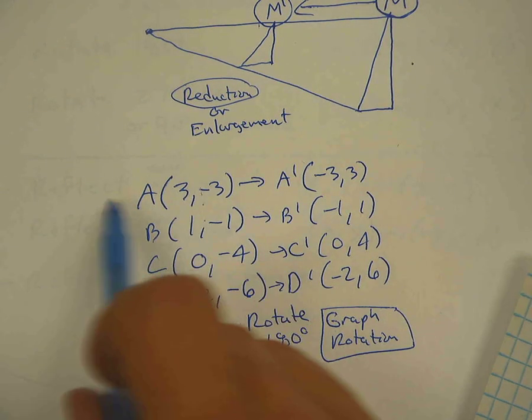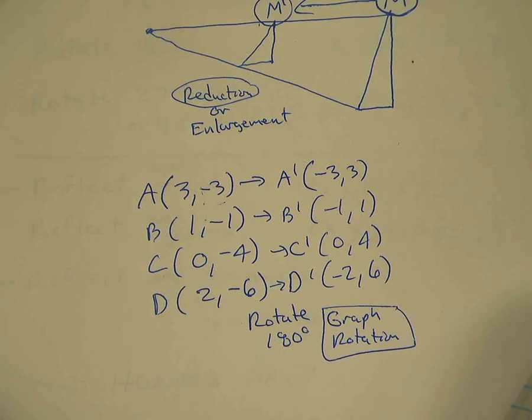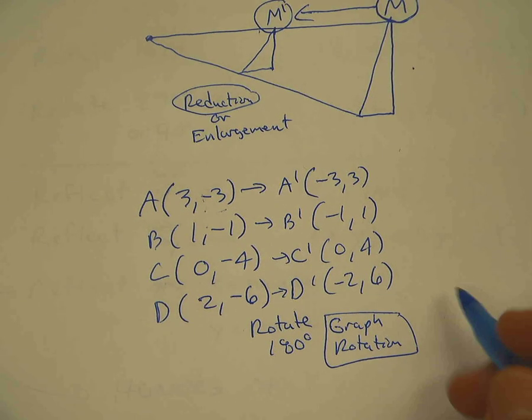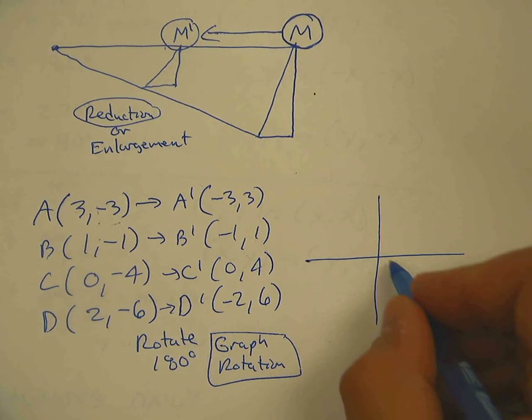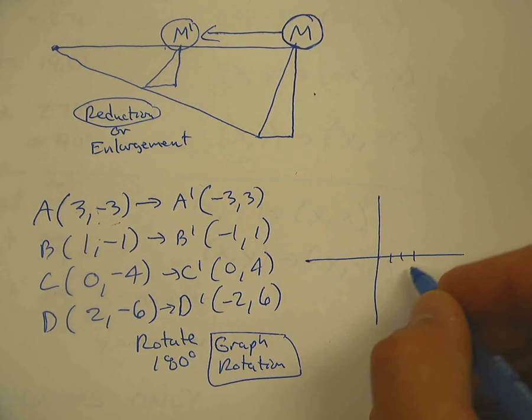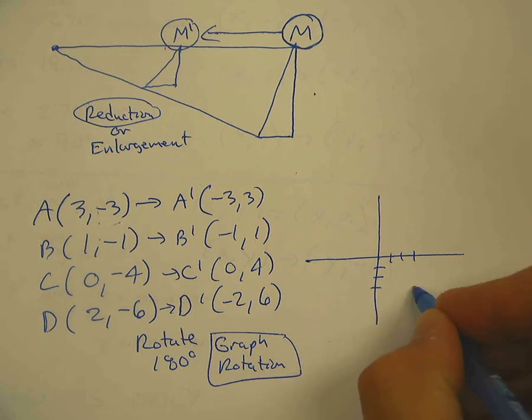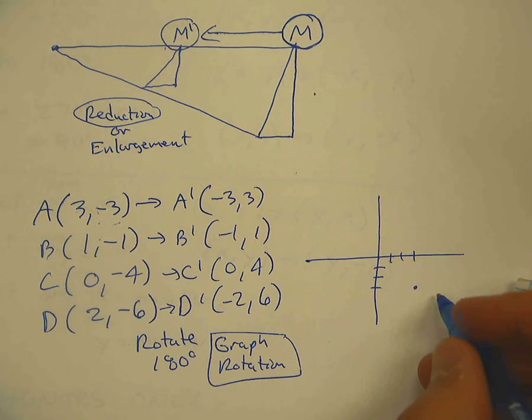Remember, go left to right first and up or down. So if I'm graphing point 3, -3, I would go to the right 3, 1, 2, 3, and then down 1, 2, 3. That's 3, -3, be A.